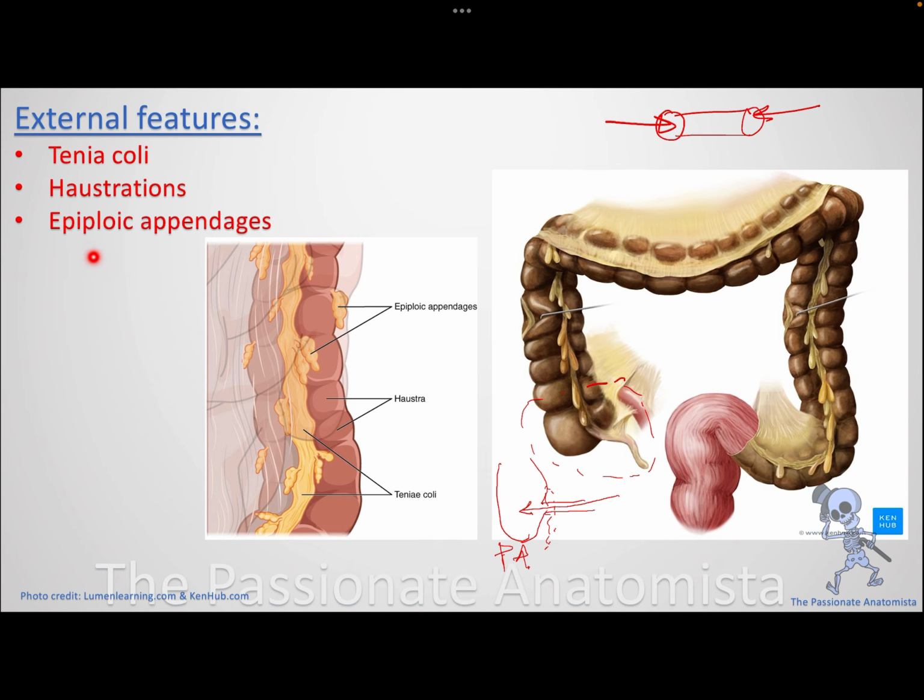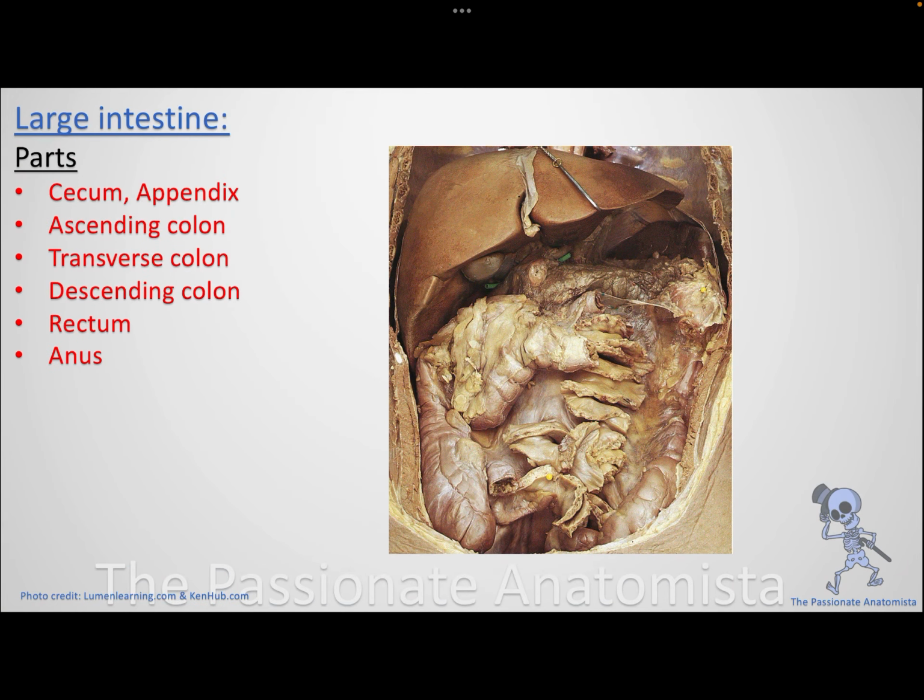And then the last important external feature is what we call the epiploic appendages. What are appendages? Appendages means extra pieces. Epiploic because they are basically coming from the peritoneum. Epiploic means peritoneum. They are basically peritoneal sacs filled with fat, and we get to see them hanging from the large intestine. So these are the important external features of the large intestine.